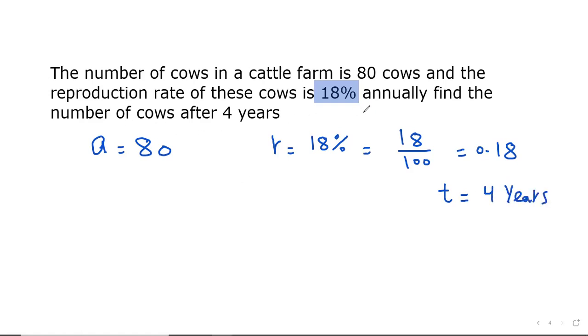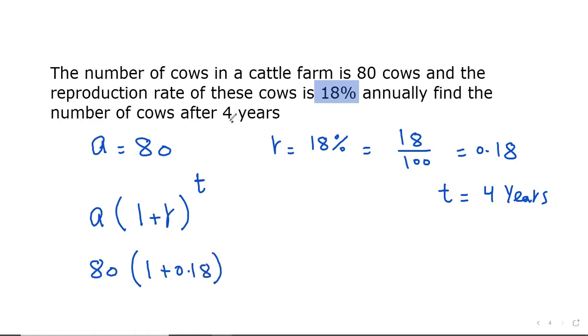I want to find the number of cows after 4 years. So write the exponential function, which is A multiplied by 1 plus R to the power of T. A is 80 cows, multiplied by 1 plus R, which is 0.18, raised to the power of 4. So it's going to be 80 times 1.18 to the power of 4. By using the calculator, it will be 155 cows.